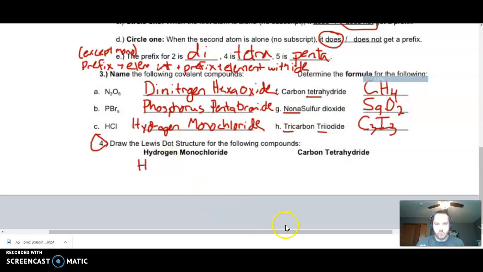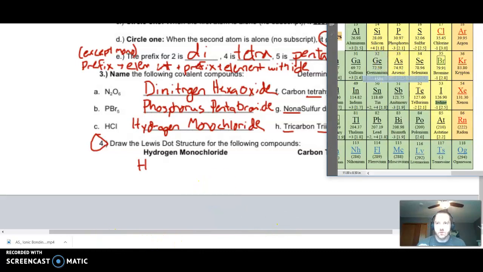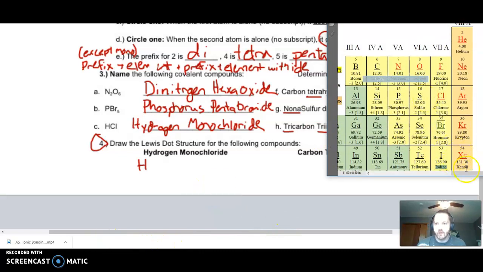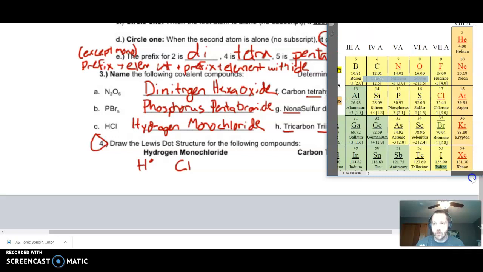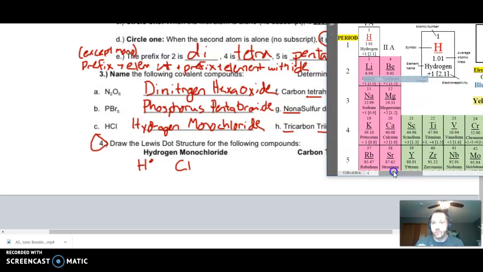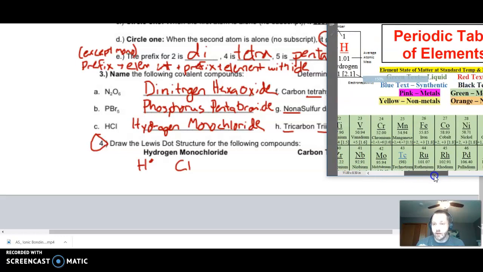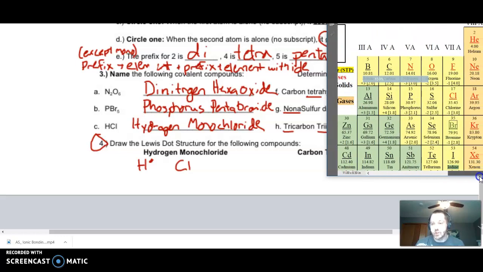So I need to remember my valence electrons. So I look at hydrogen. Hydrogen has 1 valence electron, so I can just draw it like this. Then it says monochloride. So the nice thing is it's already telling me how many there's going to be. I should only need 1 hydrogen, 1 chlorine. Remember, hydrogen's one of those weird ones that can either lose an electron or gain. In this case, it's actually just going to share, but you still need to know 1.